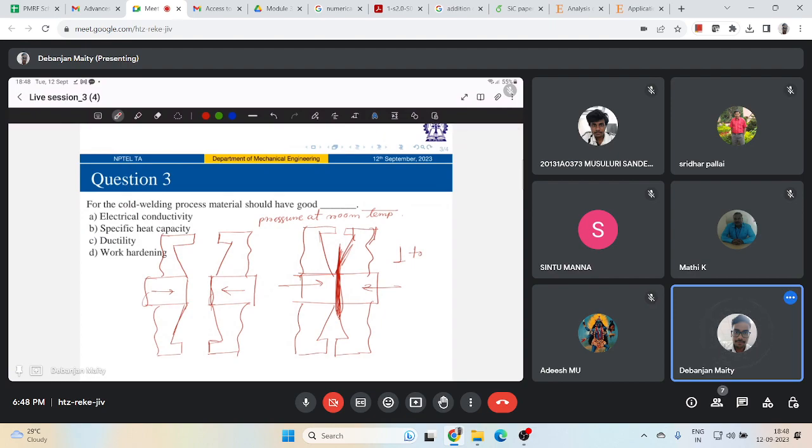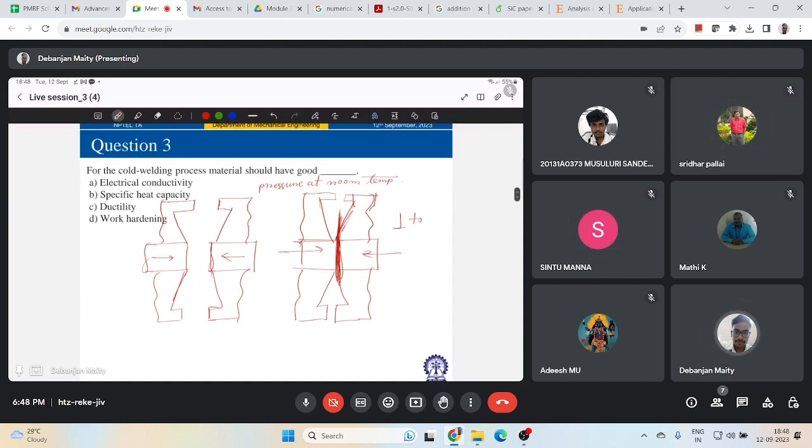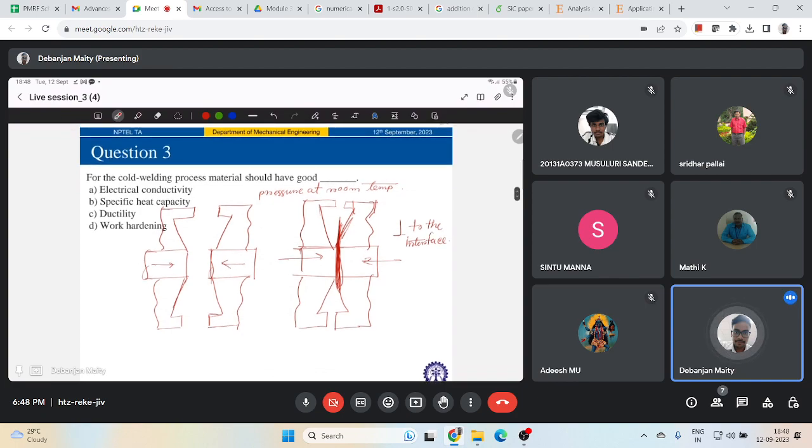Is it visible? Yes, sir. So in any kind of welding process, you apply the pressure always normal to the interface, but in terms of reaction forces, there can always be some forces in the lateral direction. I'm explaining in terms of friction stir welding.